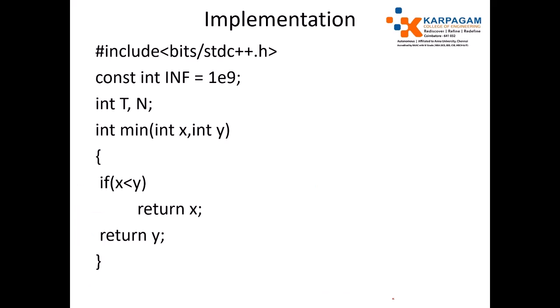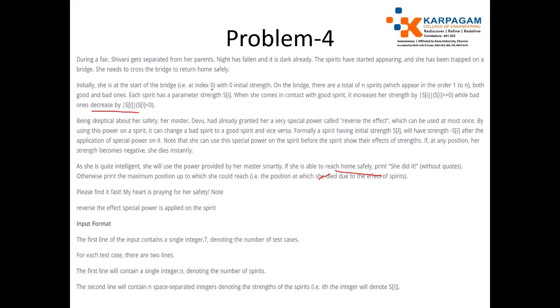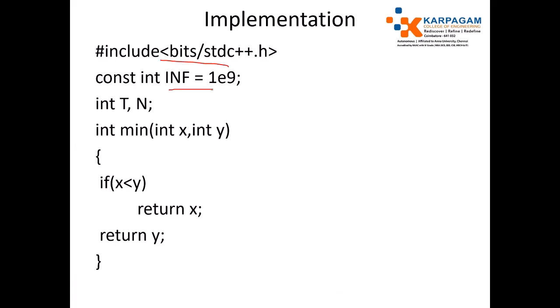So here is the implementation. We need to include the header file and set the maximum value, which is 10 to the power 9, as infinity. This is mainly used to find the minimum element in the array. Initially, if you find the minimum element in the array, it will start as that maximum value, 10 to the power 9. So we declare t and n. T is the number of test cases, and n is the size of the array.